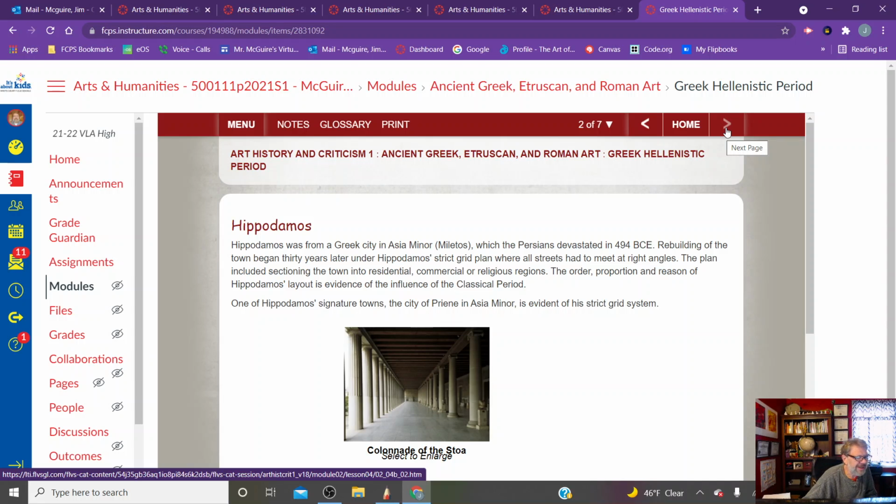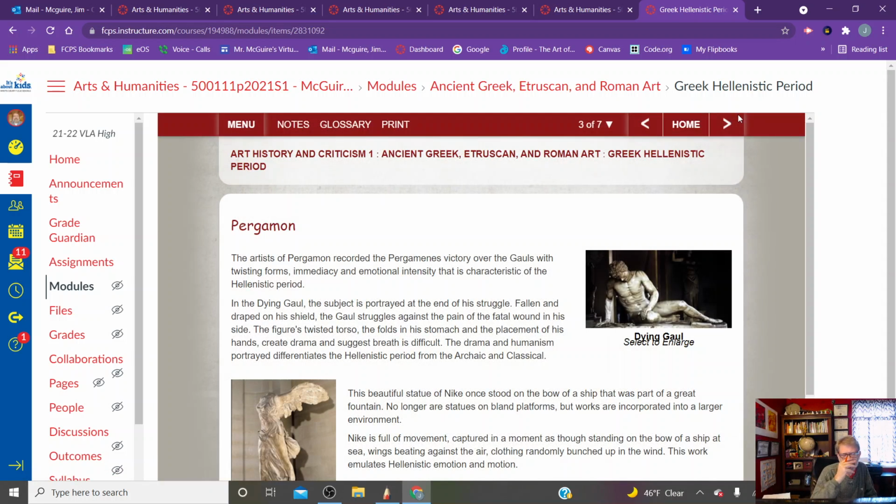Hippodamus was a Greek city planner you're going to know about. And again, when we talk about that, Persia and how Persia influenced Greeks and so forth. You're going to know about their expansion a little bit.